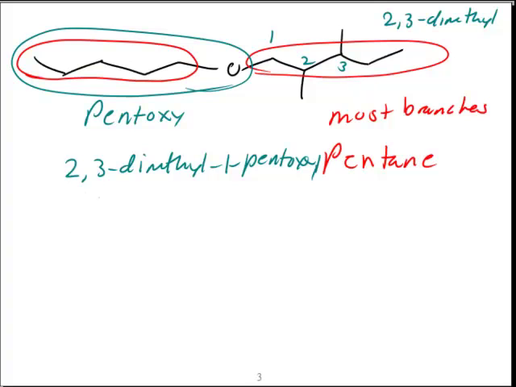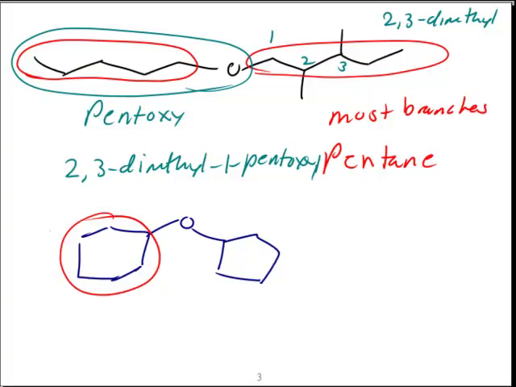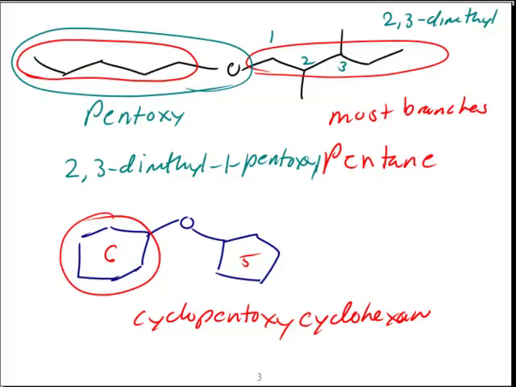Let's try something more fun. Well, more complicated. So here's 2 cycloalkyl groups on an ether, on an oxygen atom. So again, we find the longest continuous carbon chain. That guy wins. He's got 6 carbons. This guy's got 5. So this would be cyclopentoxy cyclohexane. So that's how you name ethers.